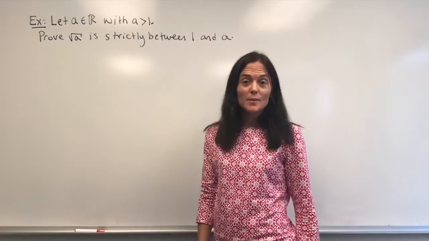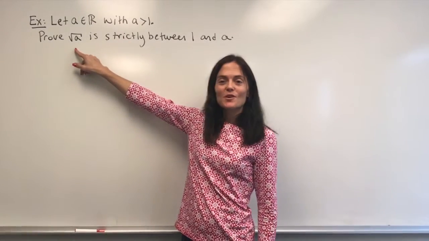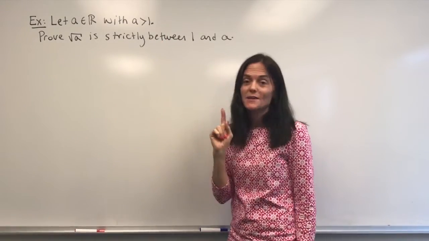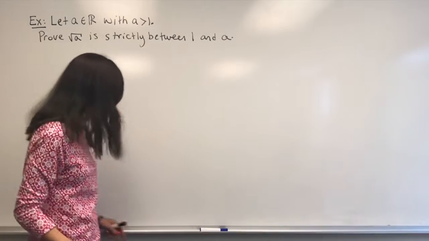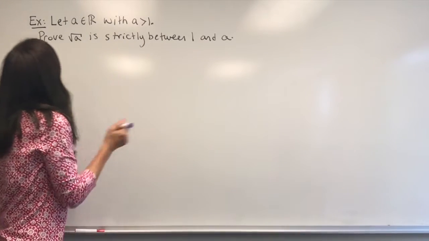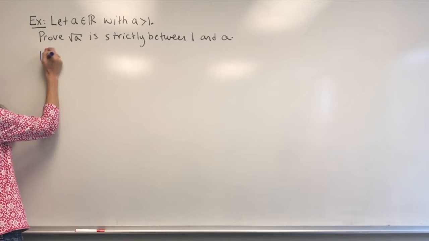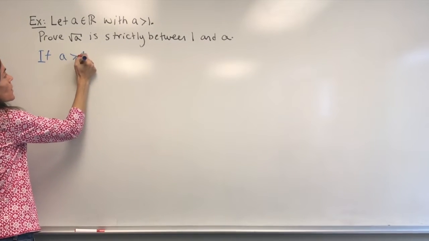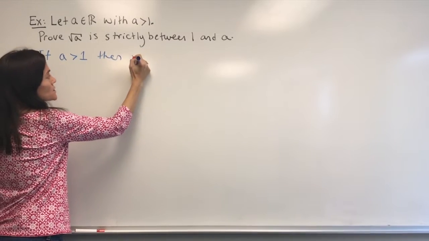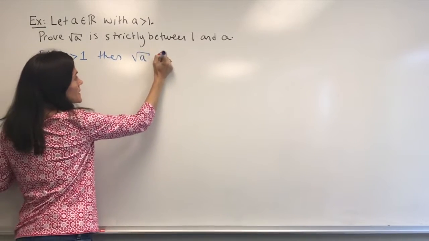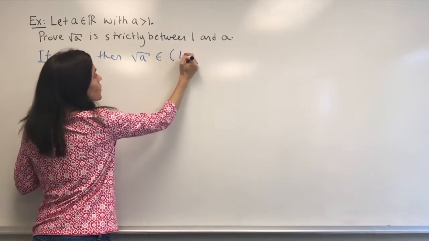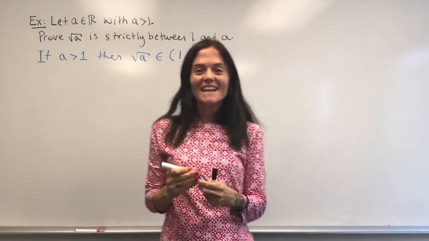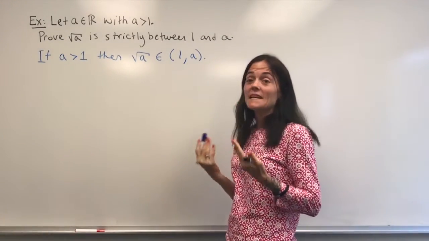So we take a real number bigger than 1. And we want to prove the square root of A is strictly between 1 and A. Now, I'm going to rephrase this in terms of sets. So we want to show the following. If A is bigger than 1, then the square root of A is in this open interval 1 to A. That's exactly what this statement is reading, an if-then statement.